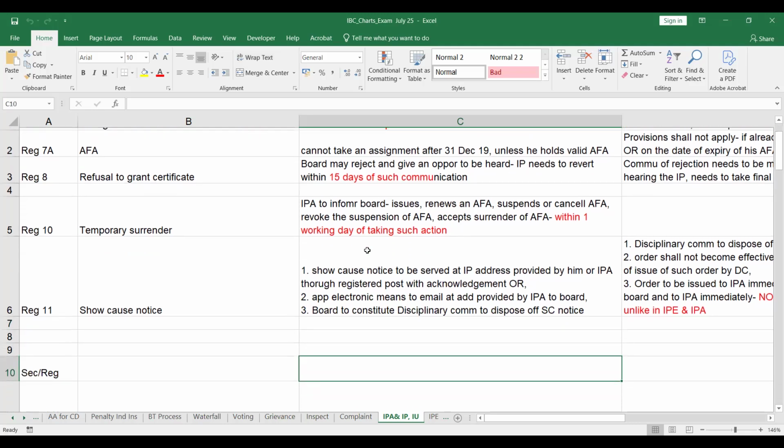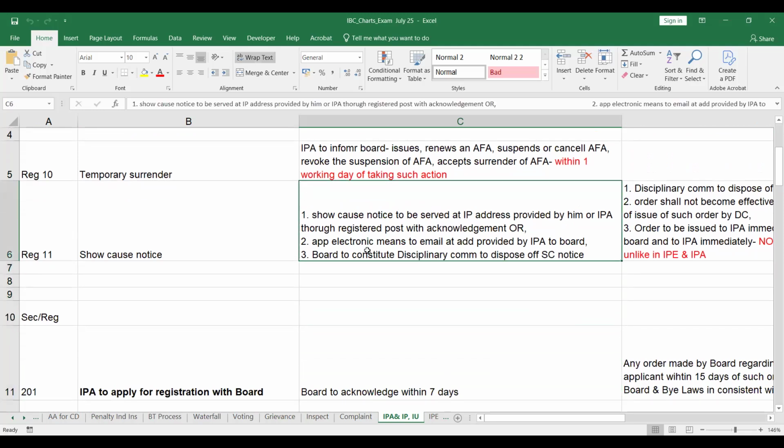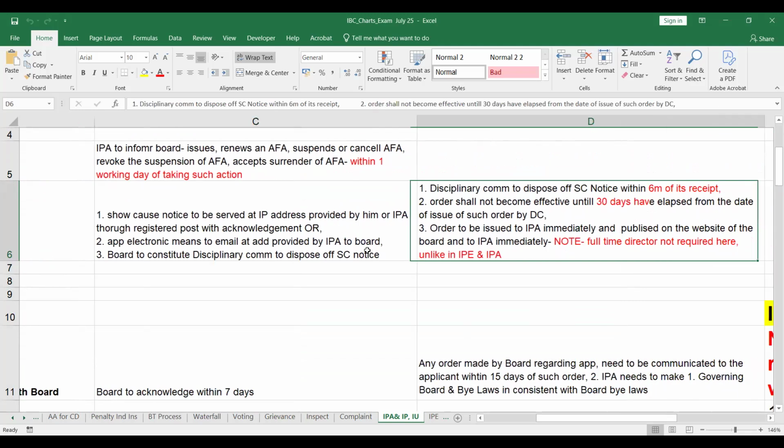Now, regarding the show cause notice. The show cause notice is to be served at the address provided by the IP or the IPA through registered post with acknowledgement, or through electronic means at the email address provided by the IPA to the board. And the board will constitute the disciplinary committee to dispose of the show cause notice.